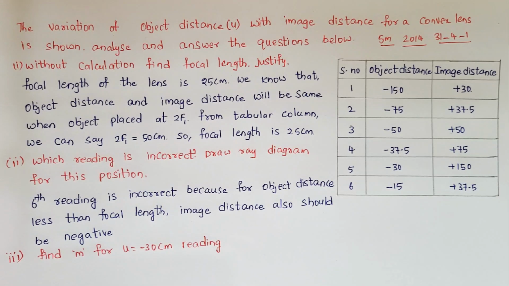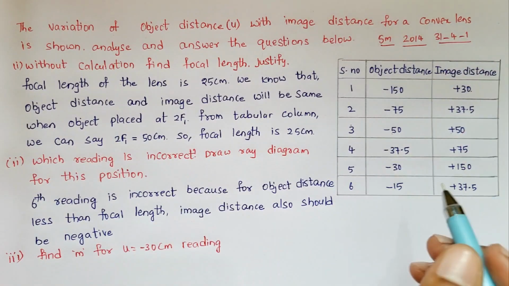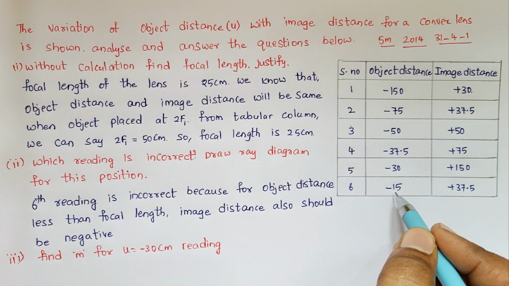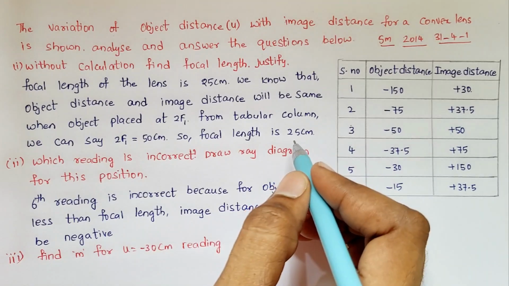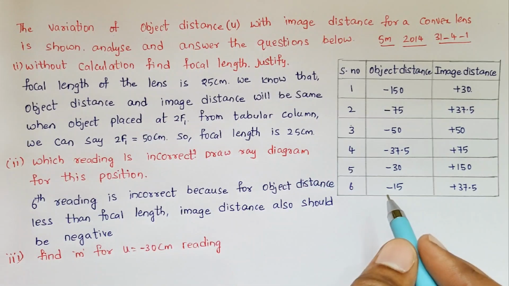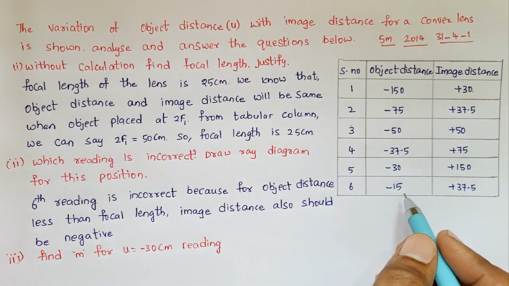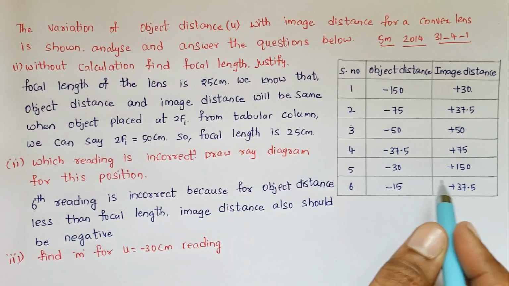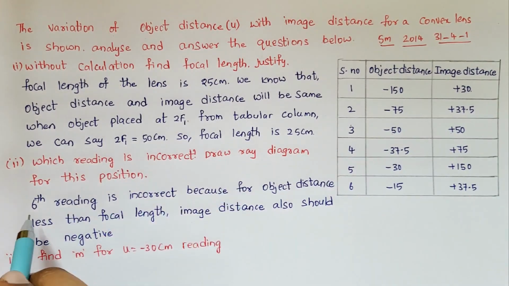Next. Which reading is incorrect? Draw a diagram for this position. From this, which reading is incorrect? So look at the sixth reading, object distance is 15 centimeters. Object distance is 15 centimeters means 15 is less than 25. When object distance is less than 25 centimeters, image distance also should be negative. So here they gave positive. So this reading will be incorrect. The sixth reading is incorrect because the object distance is less than the focal length. Image distance also should be negative.